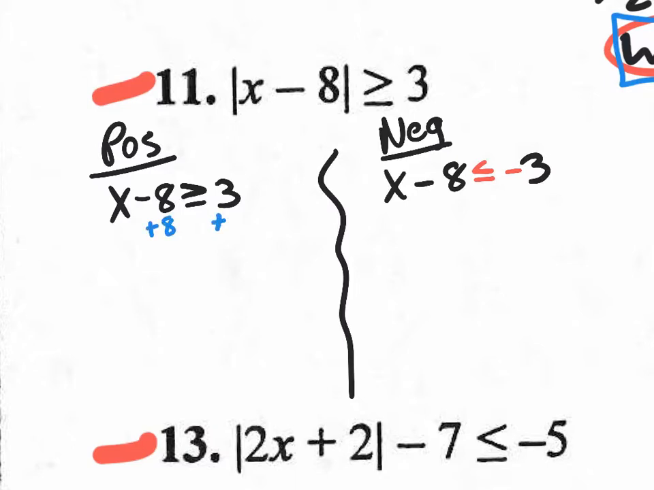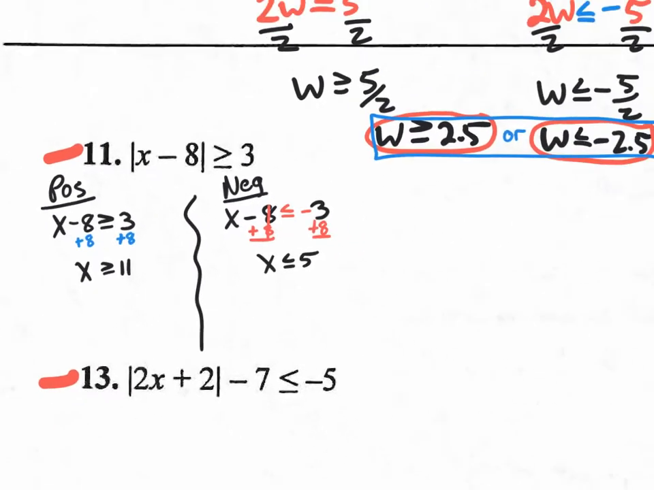Plus 8, plus 8, x is greater than or equal to 11. The other one, plus 8, plus 8, x is less than or equal to 5. So I don't know if I write these together or if I keep them apart with the word or. So in order to determine that, we have to go to the number line.